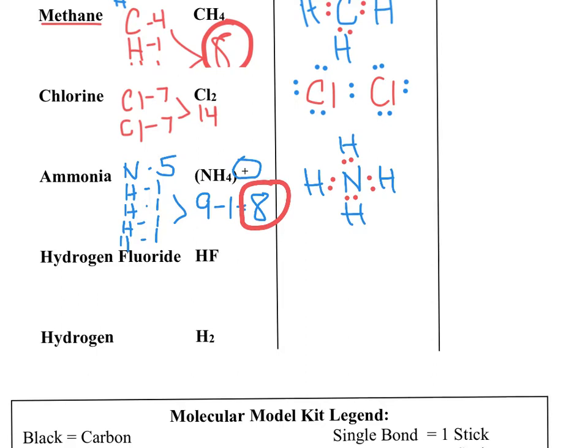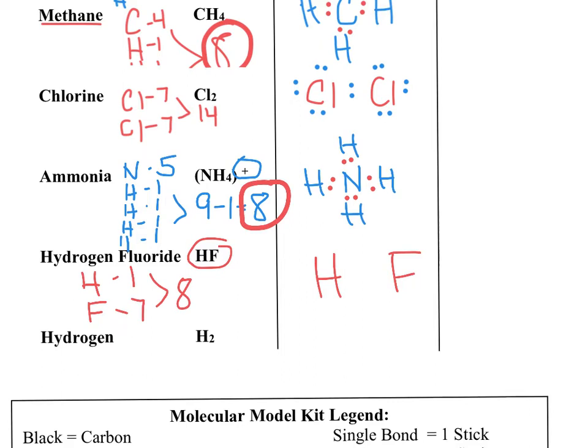Perfect. Let's look at the next one, hydrogen fluoride or hydrofluoric acid. If we look, we've got a hydrogen and a fluorine. Hydrogen's in group 1, so it has 1 valence electron. Fluorine is in group 17, so it has 7 valence electrons for a total of 8. We love when we have 8 valence electrons. So let's do the hydrogen and the fluorine together, and let's think about it.